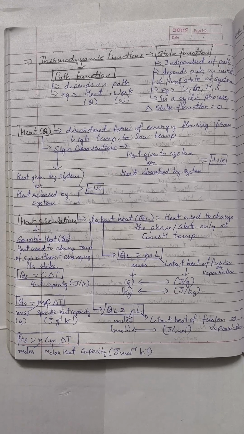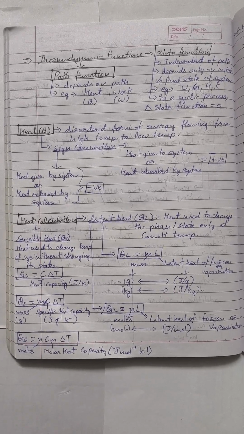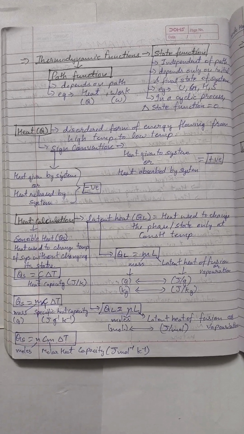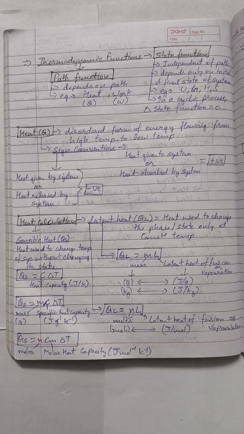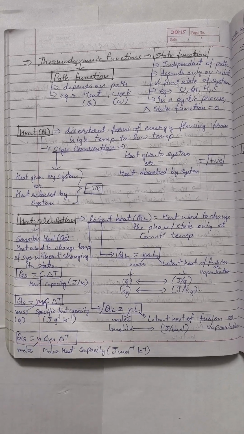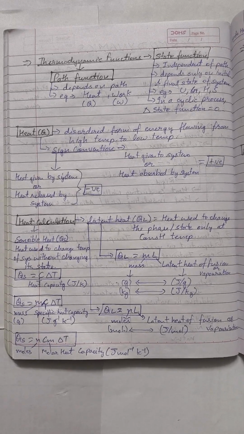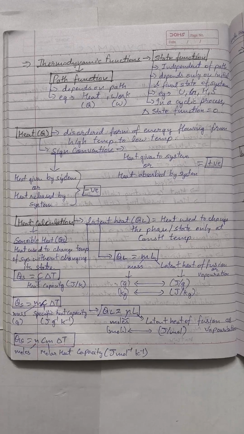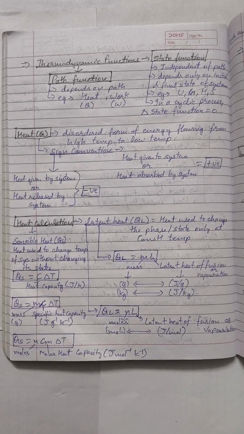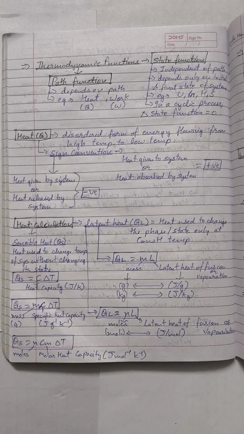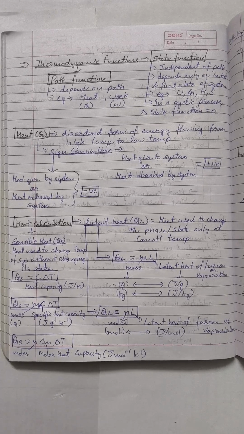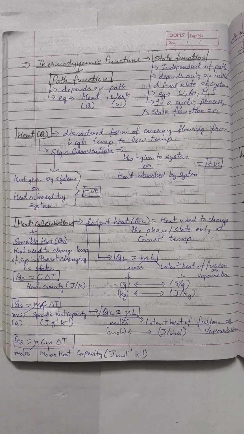State functions are independent of the path taken. They depend only on the initial and the final state of the system. State functions include internal energy, Gibbs free energy, enthalpy, entropy. In a cyclic process, delta state function is 0.